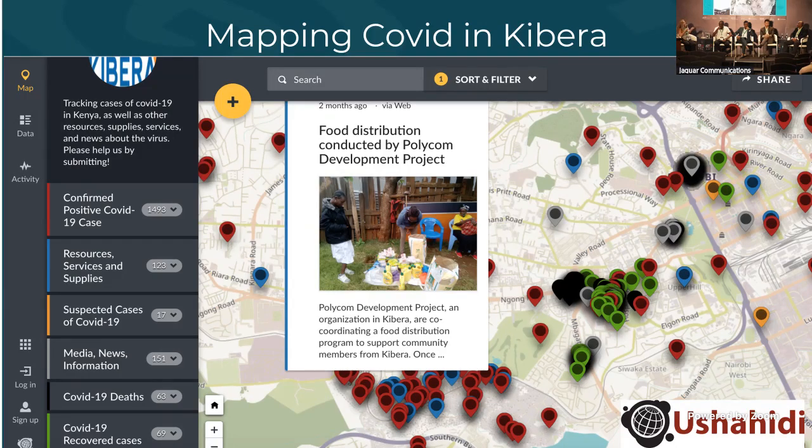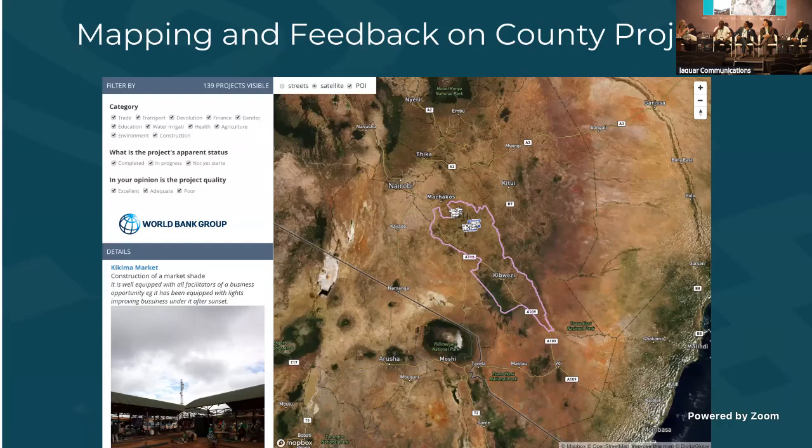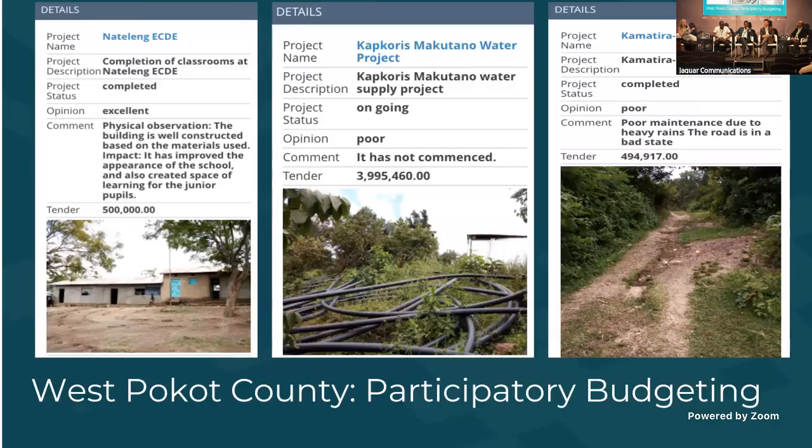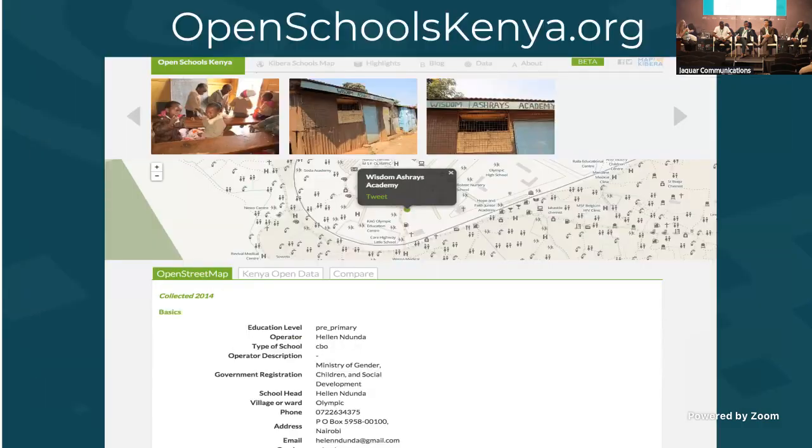Okay. We've also mapped in the county with feedback about participatory budgeting projects. So again, communities budgeting their own projects, and then mapping and providing feedback as to how they're going. I'm going to go quickly so we can get to Josh.